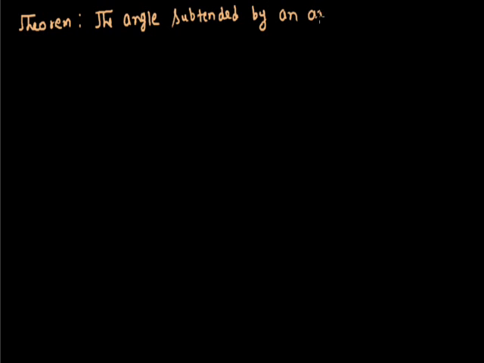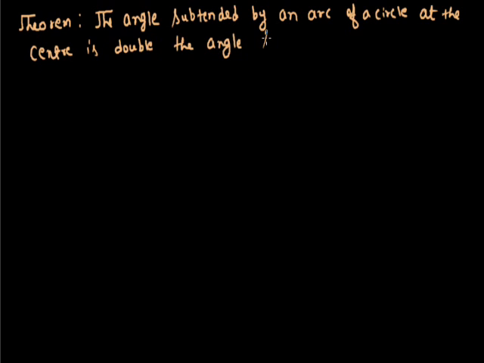Next theorem related to circles. The angle subtended by an arc of a circle at the center is double the angle subtended by it at any point on the remaining part of the circle.